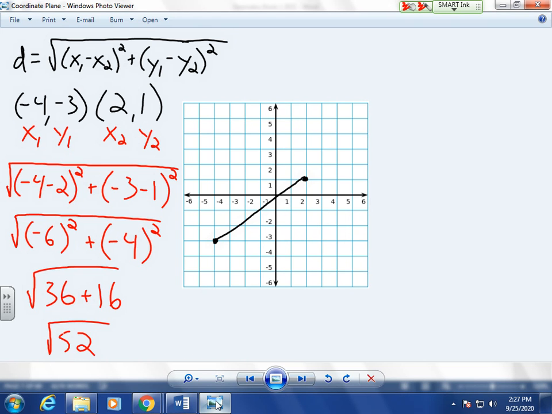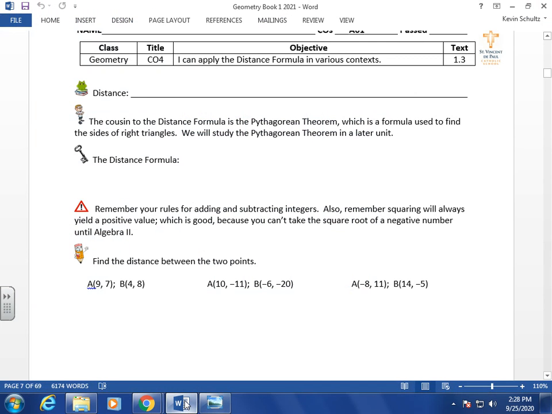And that's the distance formula. Ta-da! Okay, let's go back to our page.